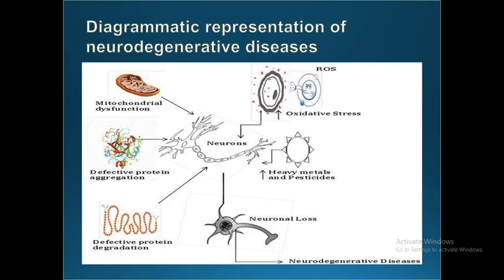Here we have a diagram which shows how neurodegenerative or neurocognitive disorders occur. Basically, you can see some kind of stress here: oxidative stress, heavy metals and pesticides, or any other defective protein aggregation or protein degradation. Such things damage the neuron, and that leads to neuronal loss or damage. Eventually, that leads to neurodegenerative disease.